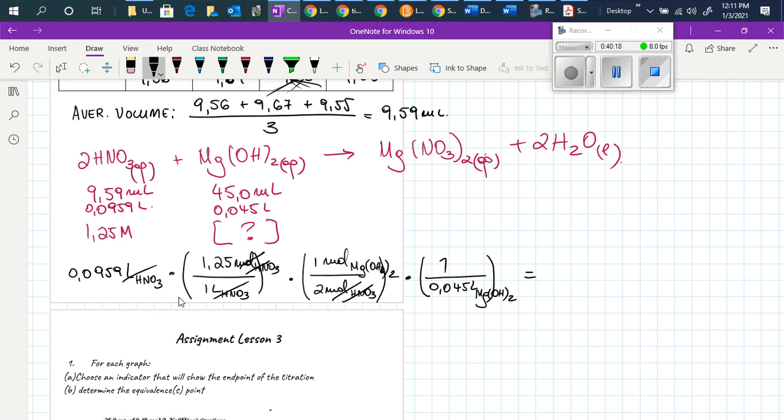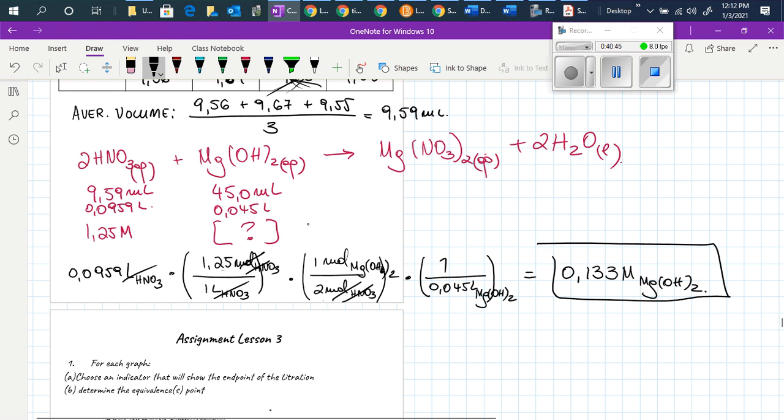And now in terms of numbers, what we have is 0.0959 times 1.25 times 1, divided the whole thing by 2 times 0.045. And the molarity is 0.133 molarity of magnesium hydroxide. Now you can move to the assignment and figure out all the questions. We will deal with questions that you may have in class. This ends lesson 3.